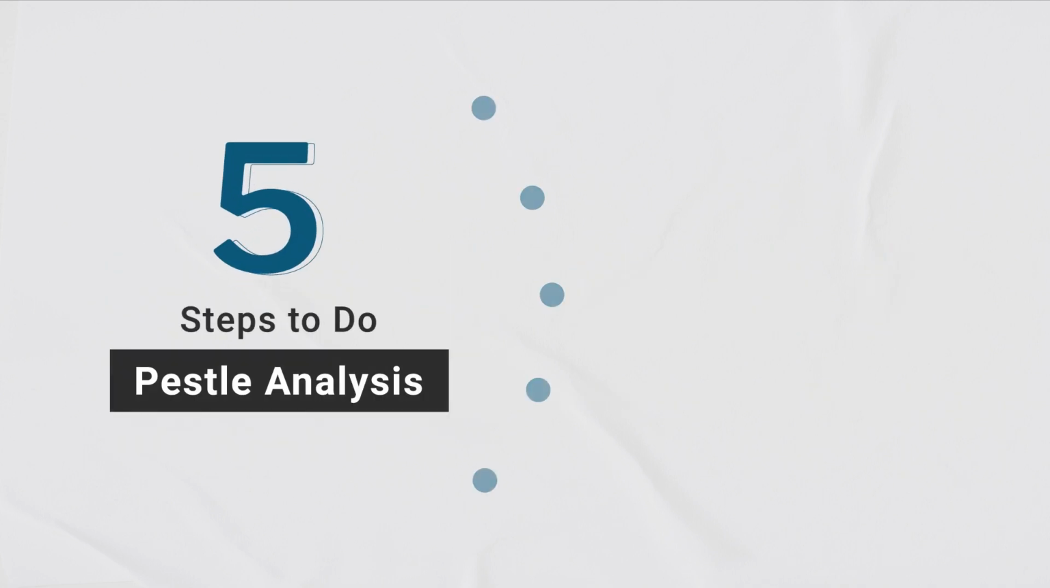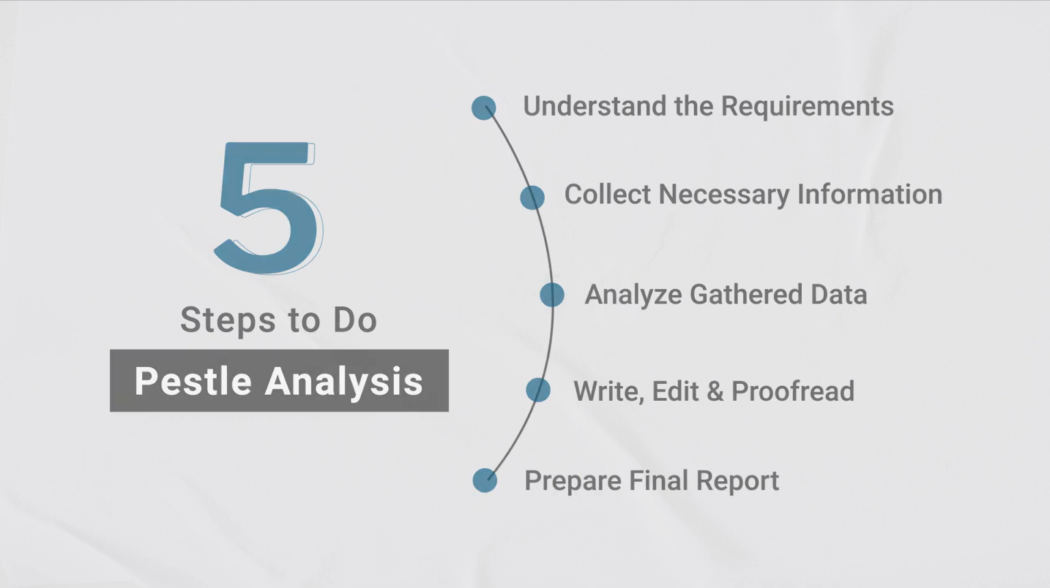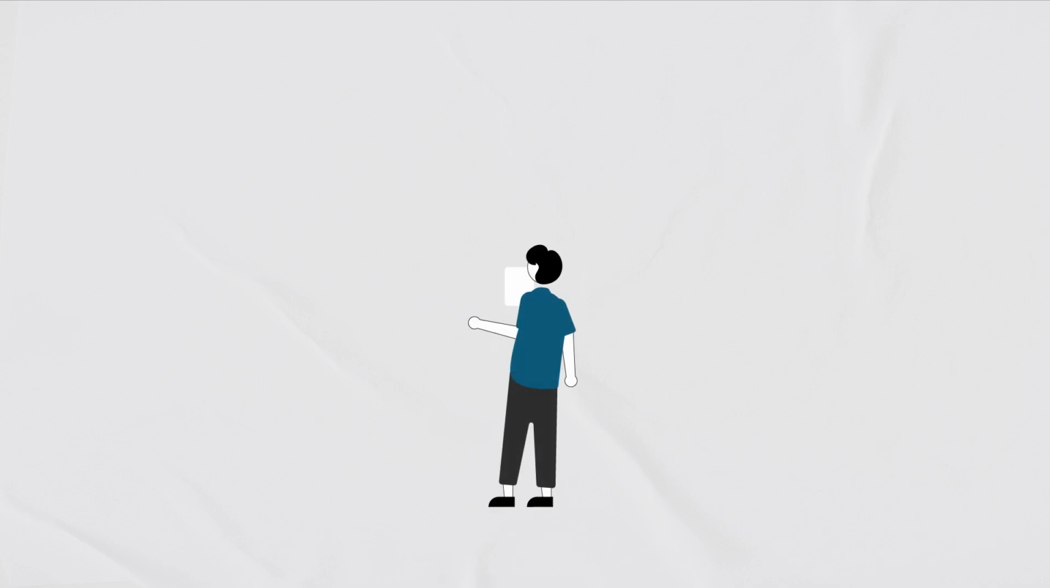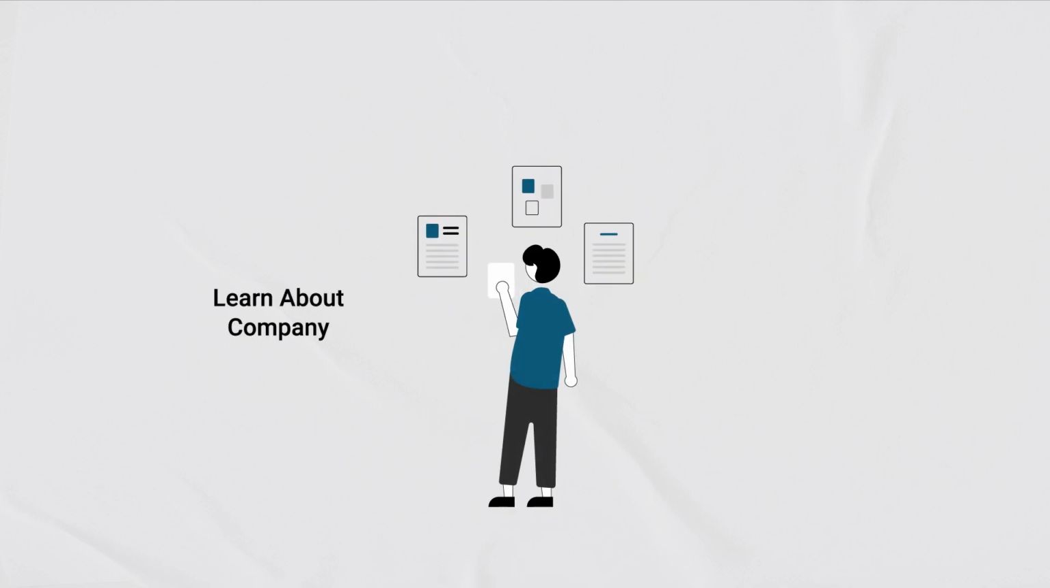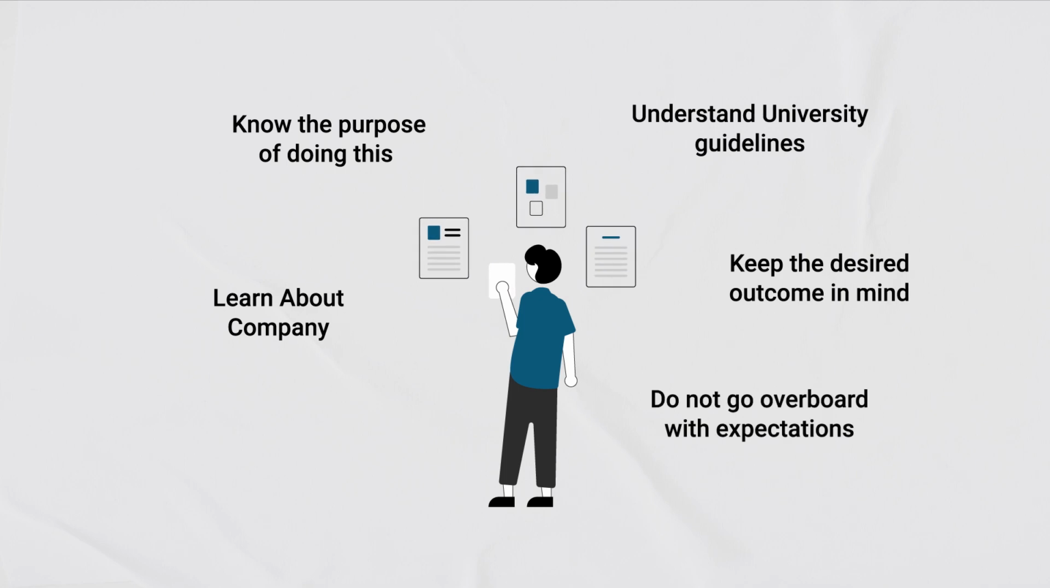Here are 5 simple steps to do a PESTLE analysis on any company. The first step of this process is to understand the requirements of the provided question. You can ensure the same by checking these points.